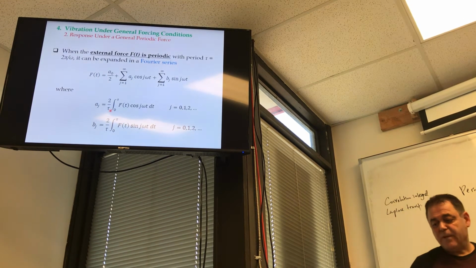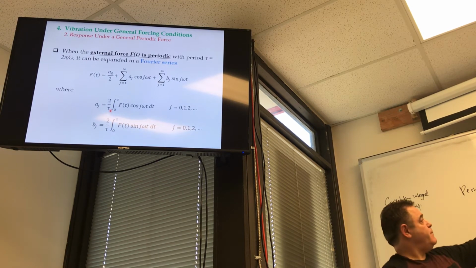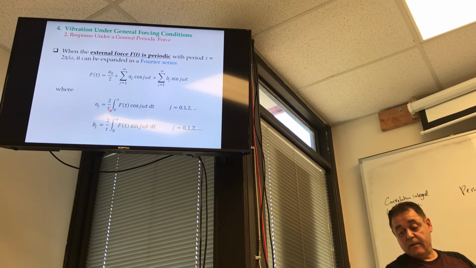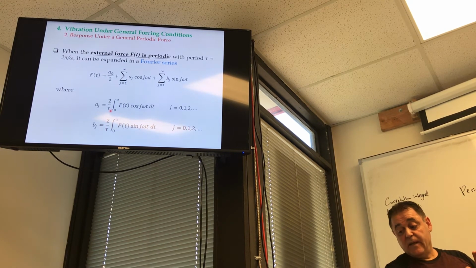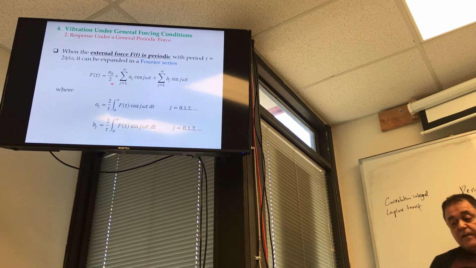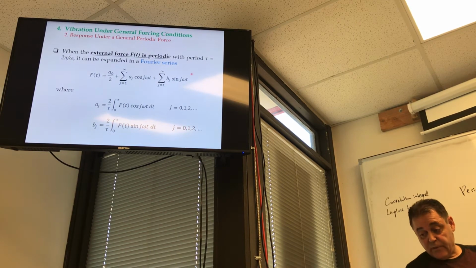This one I already pretty much explained. When you have, for example, a periodic force, and an external f of t is periodic, that has a period 2 pi over omega, it can be expanded in Fourier series as this, as you can do in here, right? f of t is equal to a naught over 2 plus the sum from j equals 1 to infinity of aj cosine j omega t plus bj sine j omega t. Now you look at this function, you go like, that looks interesting, but really what is a naught, what is aj, and what is bj, you know?